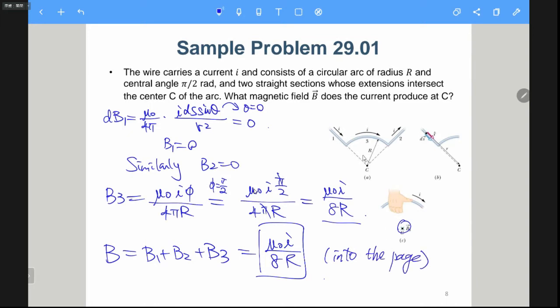Or you can use your forefinger, follow this direction, and then your thumb will be pointing into the page.